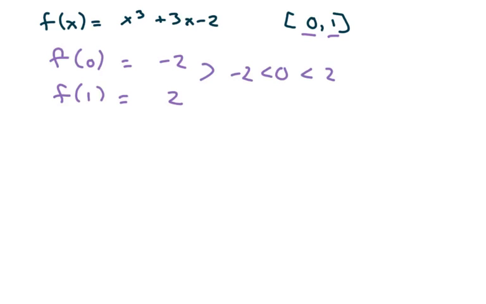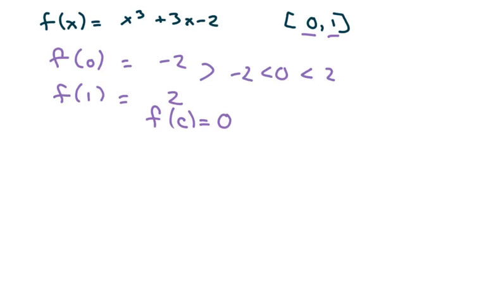Therefore, by the intermediate value theorem, f of x equals 0, or we can say f of c equals 0, for at least one value of c between 0 and 1. I should put a c here. Okay, f of c equals 0 for one value of c between 0 and 1.